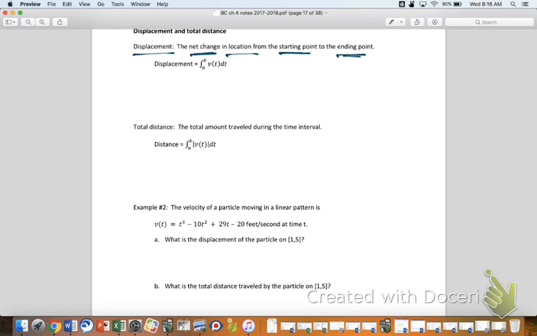That is not the same as the total distance traveled or the total amount that you traveled, simply because you're here. So you moved. You're not still in your bed, right? So your total distance will be something other than 0. So displacement is equal to the definite integral from a to b of v of t.